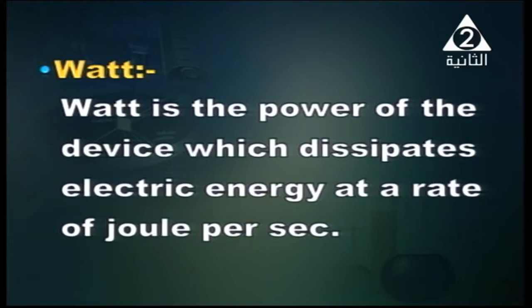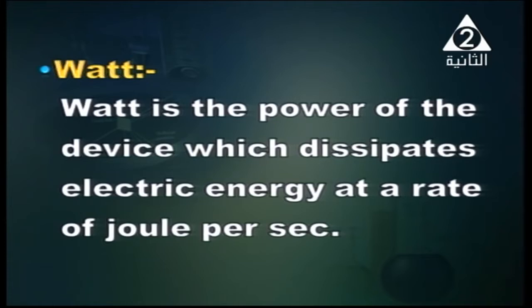And what about the definition of watt? What is the power of the device? It is the power of the device which dissipates electric energy at a rate of 1 joule per second. Let me say it again. What about the definition of watt? It is the power of the device which dissipates electric energy at the rate of joule per second.